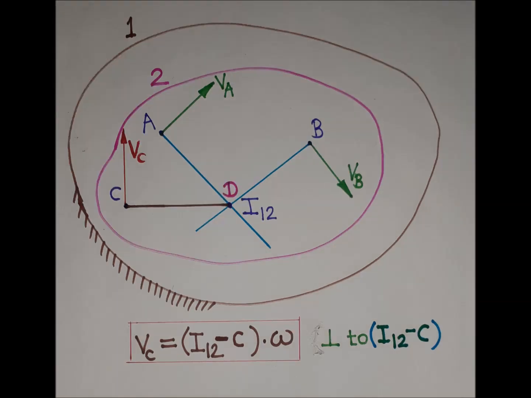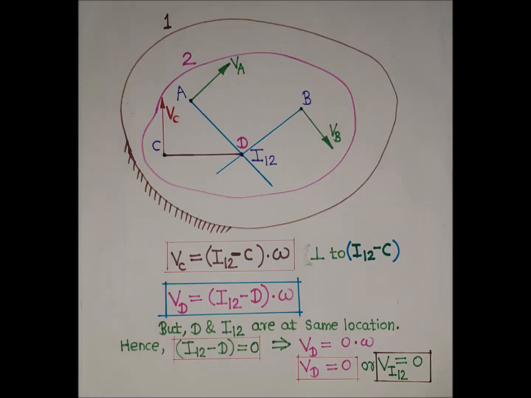Now consider point D on body 2. Velocity at point D, Vd, will be obtained by using the basic relation V equals R omega. Therefore, velocity at point D, Vd, will be equal to distance between I12 and D multiplied by omega. But D and I12 are at the same location. Therefore, the distance between I12 and D will be equal to 0. It implies that velocity at point D will be equal to 0 into omega, means velocity at point D will be 0.